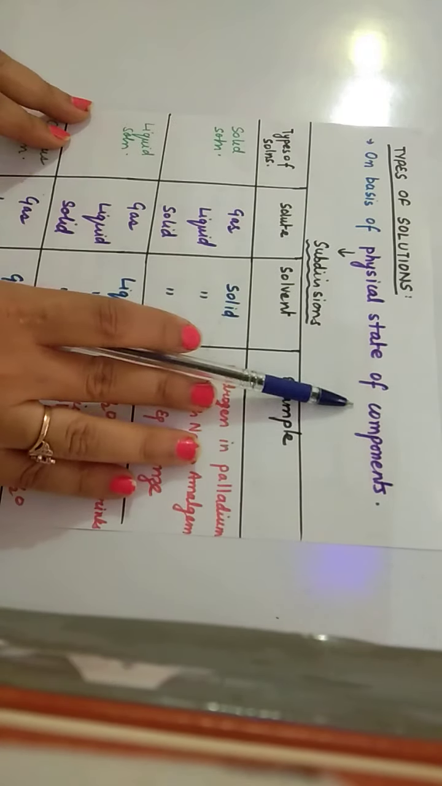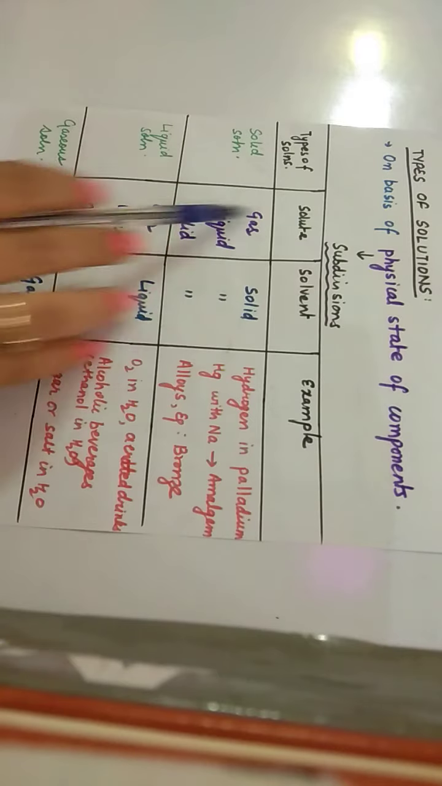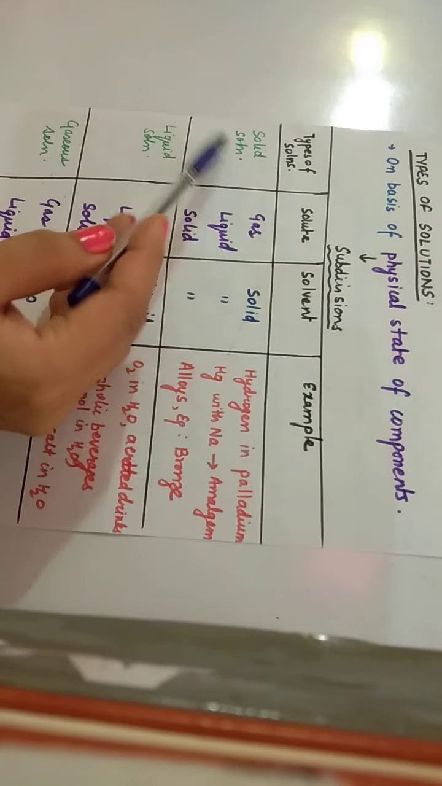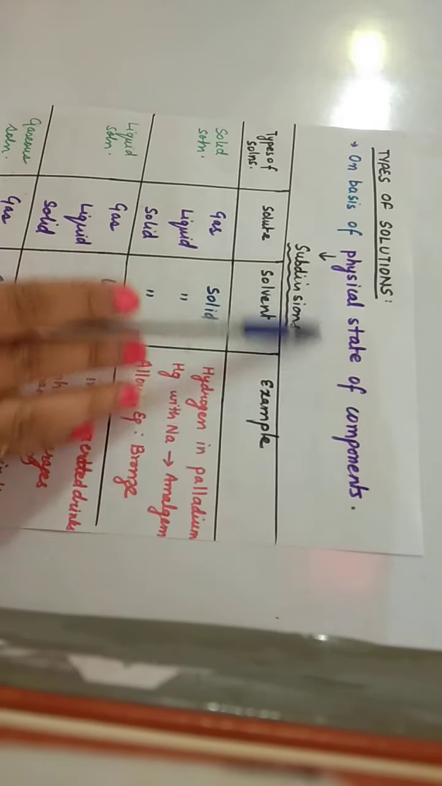So these are the subdivisions, and these are the three categories on the basis of the physical state of components. Hope this one is clear to you all.